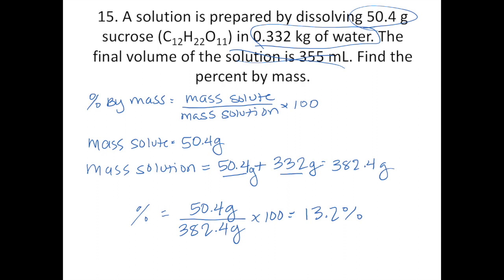And it doesn't say assume density of water, so I cannot use it. Sometimes people try to convert. Don't. They give it to you. It's right here. All you have to do is change it from kilograms to grams, which I did. So you add those together. There's your denominator. Mass of solute, mass of solution, divide, multiply by 100. Here's your mass percent.